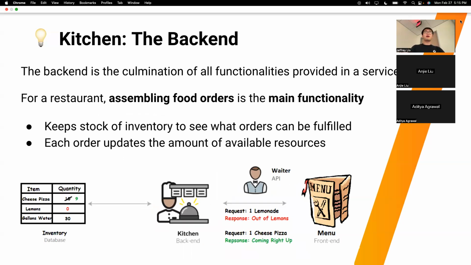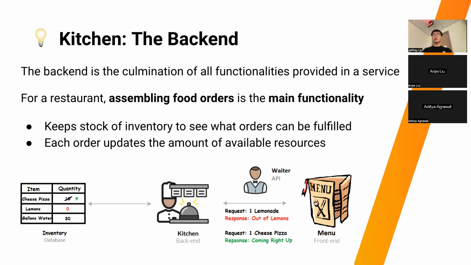The backend is a culmination of all functionalities provided in a service. For a restaurant, this will be really commonly done by assembling food orders, right? So this is what a restaurant generally does. This is their business proposition. Basically, you have a great dining experience, and you also have really good food.